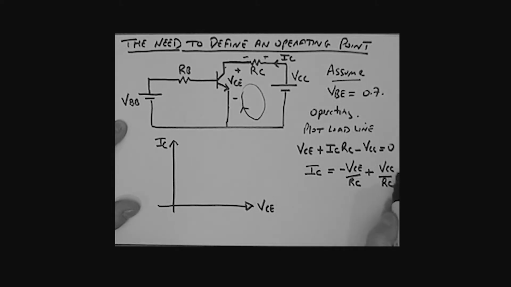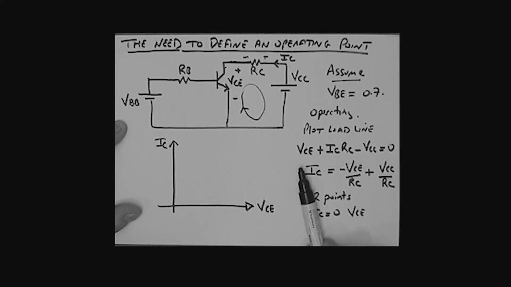Now, in order to plot this load line, I really need 2 points. So what are the 2 points? Okay, I'll choose simple ones. I'll choose the case where IC is 0 and find the VCE. So IC equals 0. What is VCE? Well, VCE would be what? That's 0, that goes to the other side. VCE is the power supply, which is VCC.